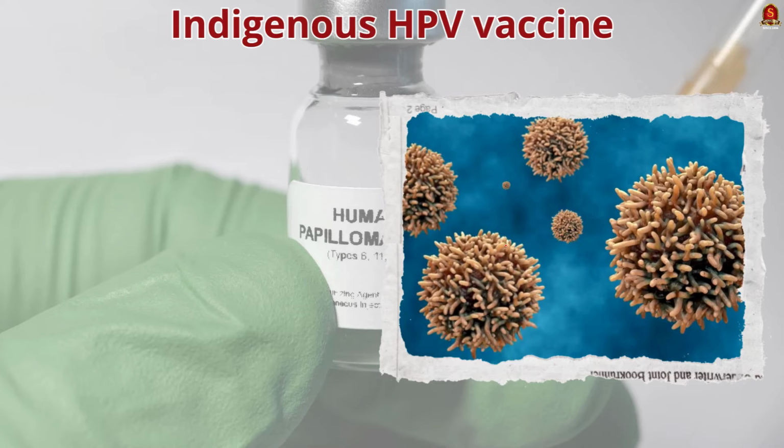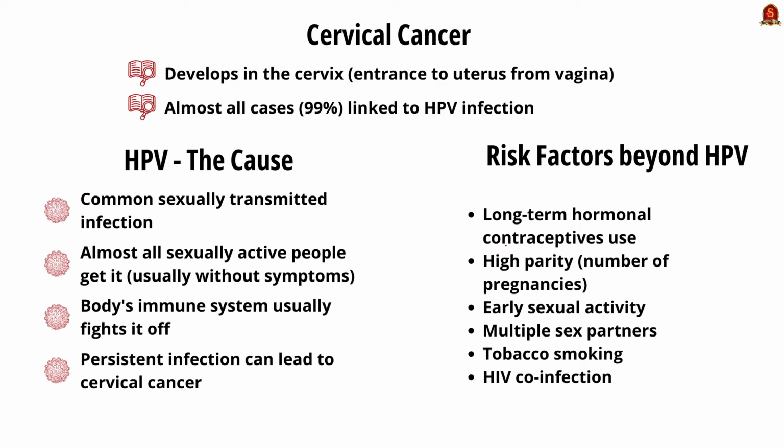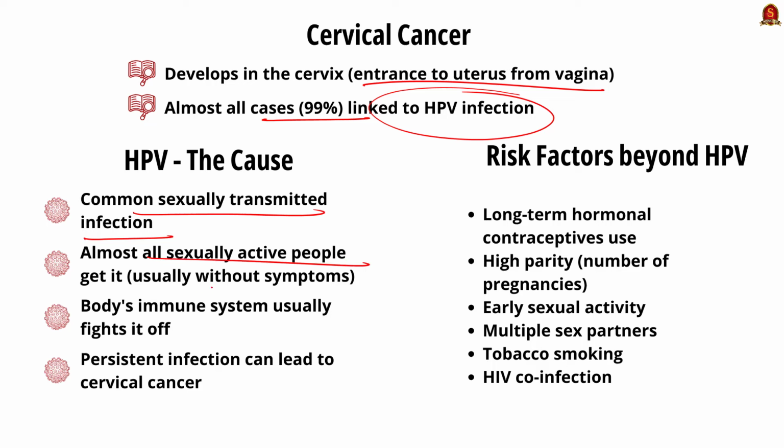Know that the cervical cancer develops in a woman's cervix. The cervix is the entrance of the uterus from vagina. Almost all the cervical cancer cases, that is almost 99% of the cases, are linked to the infection with the high-risk human papilloma virus, that is HPV. Know that HPV is a common sexually transmitted infection. Almost all sexually active people will be infected at some point of time in their life with HPV virus, usually without symptoms. Our body's immune system fights off the HPV most of the time, but if they persist for a long period of time, they lead to the development of cervical cancer.